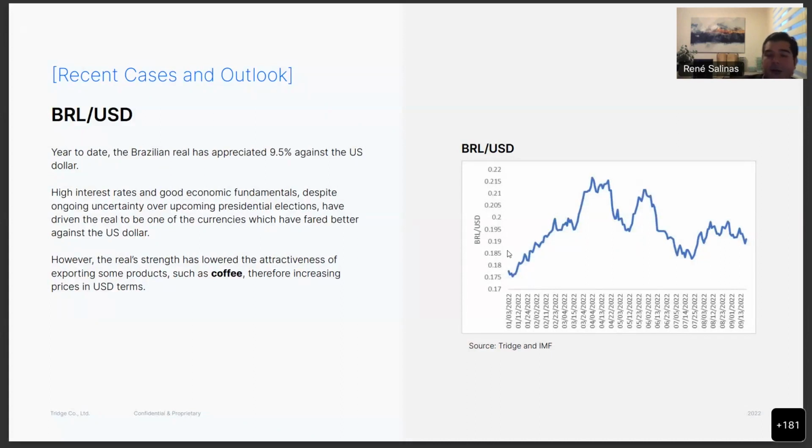So now let's dive into the currencies which have fared better against the US dollar. Okay, let's talk about the Brazilian real. Year to date, this currency has appreciated 9.5% against the US dollar. High interest rates in Brazil, which are around 13.5%, and good economic fundamentals, despite ongoing uncertainty over upcoming presidential elections, have driven the real to be one of the currencies which has strengthened the most against the US dollar, and most other currencies as well. However, the real strength has lowered the attractiveness of exporting some products, such as coffee, and you can see this effect in increasing global prices in US dollar terms, okay?